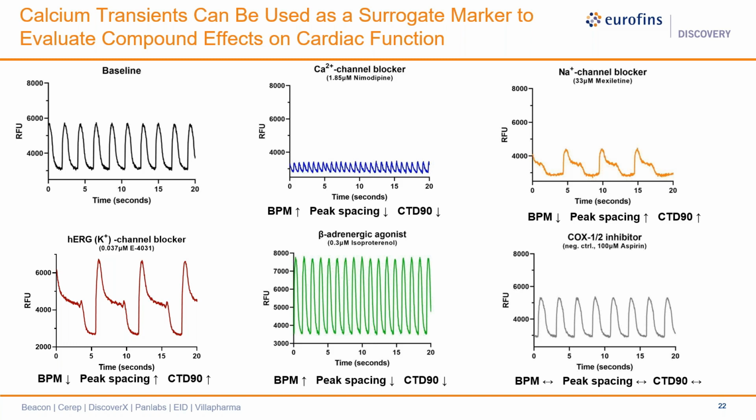And to confirm that all these changes do not simply occur with whatever compound we're adding to the cardiomyocytes, we included a negative control. In this case, we used the COX inhibitor aspirin. And you can see that when we treat the cells with aspirin, we do not really see any major changes in the calcium oscillation waveform, indicating that the effects that we saw with the other compounds are specific.